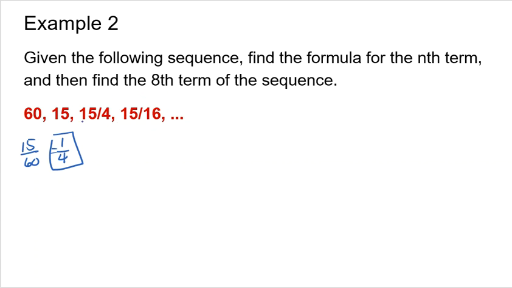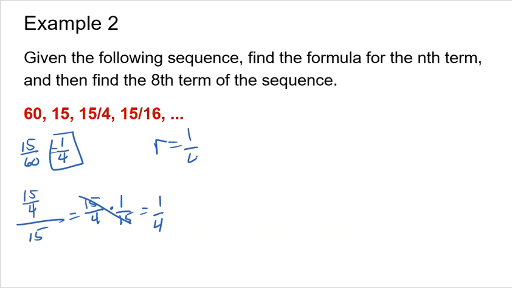Again, you could divide any two consecutive terms. So I divided the second term by the first term. But again, you could take the third term divided by the second term. Now again, you know how much I hate double fractions. So of course I would take 15/4. Instead of dividing by 15, I would multiply by the reciprocal. Hey, 15s cancel. I get 1/4. The common ratio is 1/4. And the only other number you need to create the formula is the first term, which is 60. And with these two things, you're really set for life here.